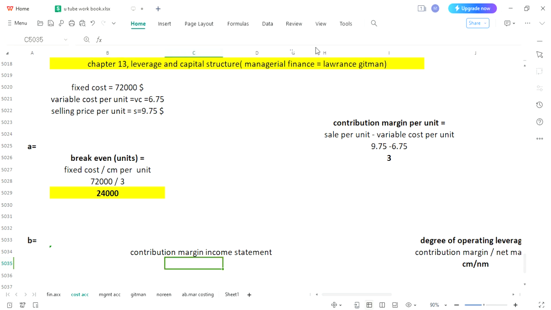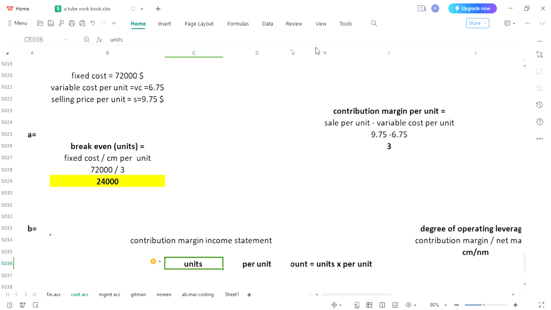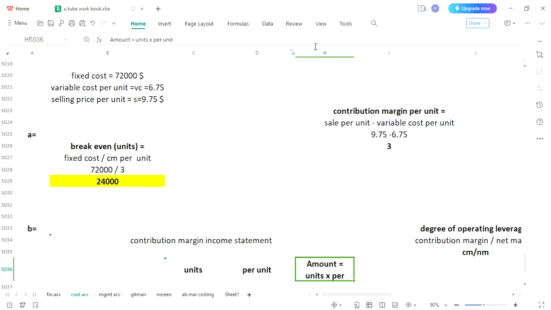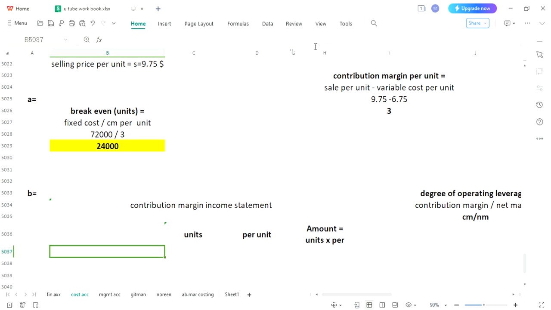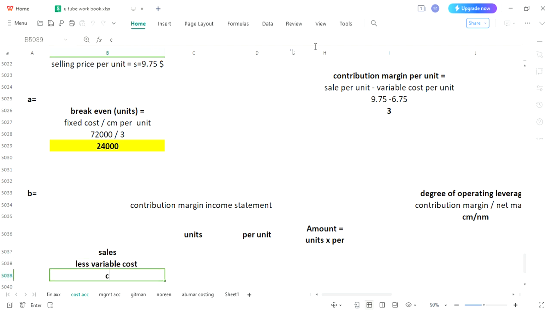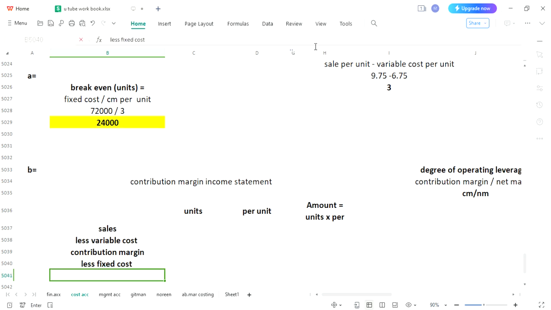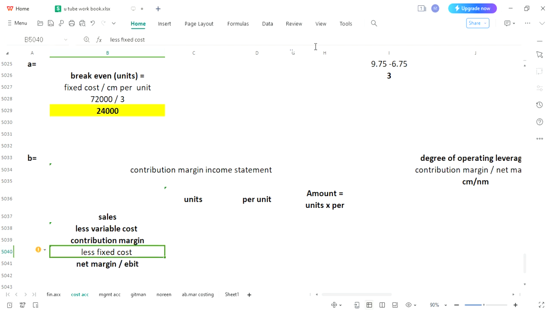How do we do that? First we will put units over here, then per unit, and finally amount. And how would we calculate this amount? Units would be multiplied with per unit, with which we will be able to calculate the amount. The contribution margin income statement starts with sales, and we subtract variable cost, with which we get contribution margin, after which we subtract fixed cost, with which we get net margin or EBIT, earnings before interest and tax. And since we have done it so many times, I have taken a little speed.